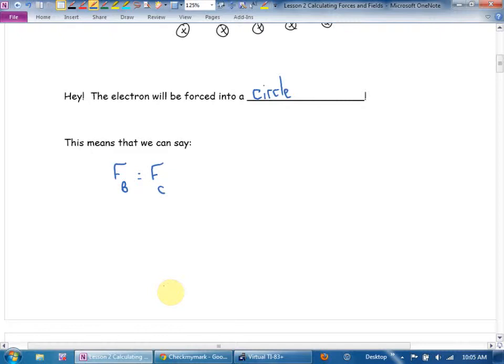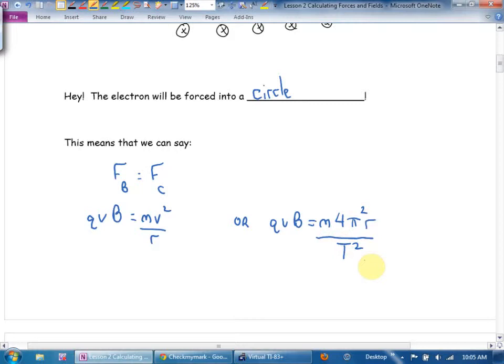It means we can say QVB equals MV squared over R. Or QVB equals M times 4 pi squared r over T squared. We don't use this one very much. We're going to use this one quite a bit. You may notice, Connor, that one of the velocities cancels. In fact, this simplifies to QB equals MV over R.